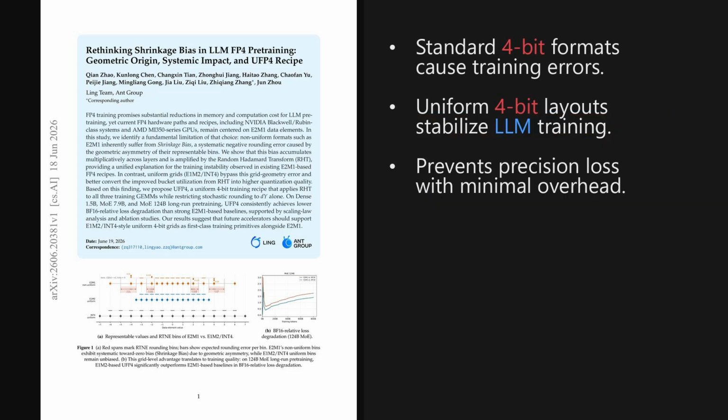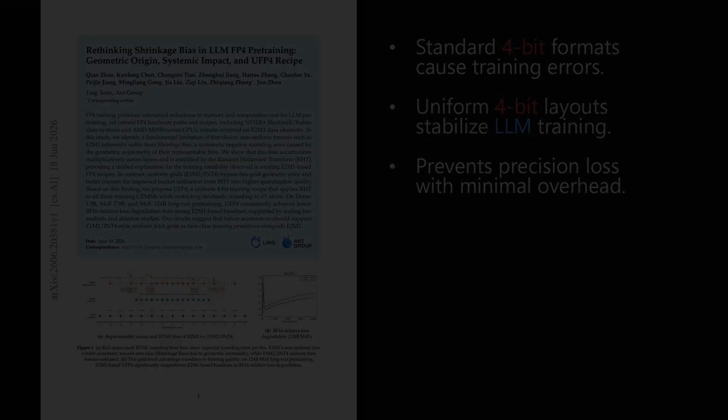I'm Alex. A paper trending on X last week, published on June 18, 2026, reveals a systematic rounding flaw in standard 4-bit training. It is titled Rethinking Shrinkage Bias in Large Language Model FP4 Pretraining: Geometric Origin, Systemic Impact, and UFP4 Recipe. Their uniform format cuts relative training loss degradation on a giant model from 1.7% to 1.4%.